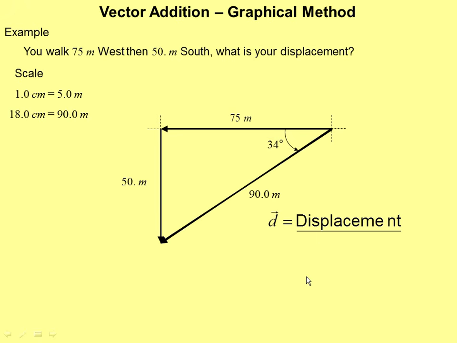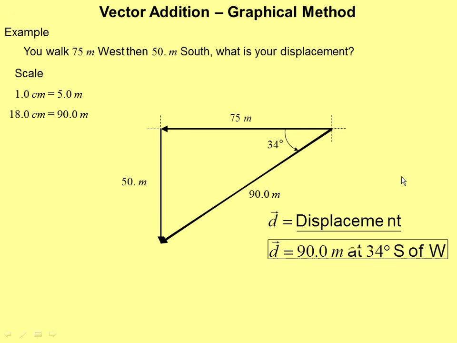Now we have to name this vector. Well, the length isn't too hard. The displacement is 90.0 meters at 34 degrees. This is where the weird part's going to come in, but again, think about the naming we did on the last worksheet. South of west. Here's the west, and we have to rotate to the south. So 90.0 meters at 34 degrees south of west is your displacement.